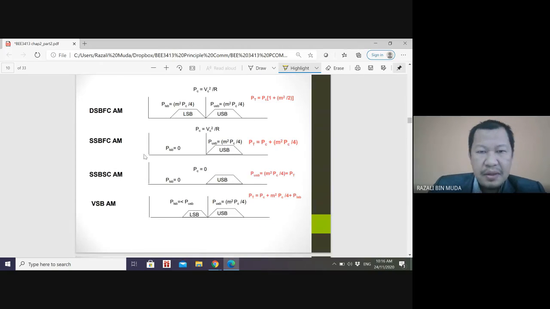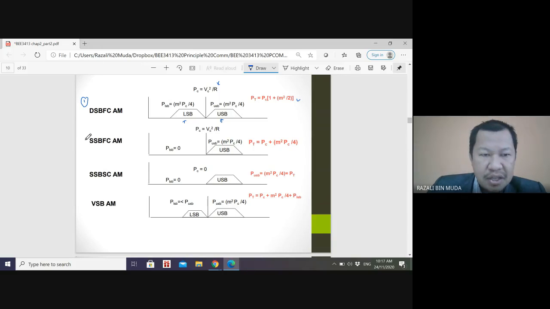So this is the frequency domain representation of those signals. This is the double sideband full carrier, the original AM signal. So you have the lower sideband, the upper sideband, and the carrier. The equation for total power is PC times 1 plus m square over 2. This has been shown in the previous class.